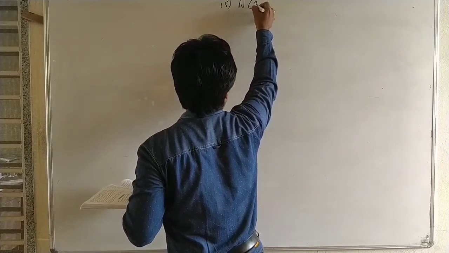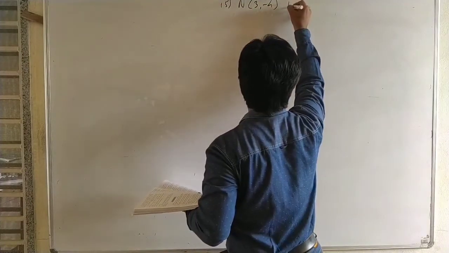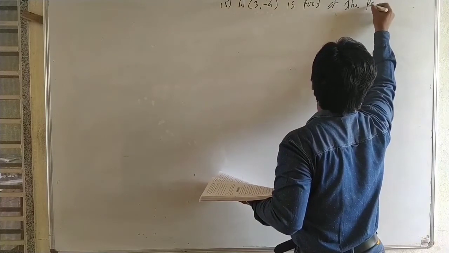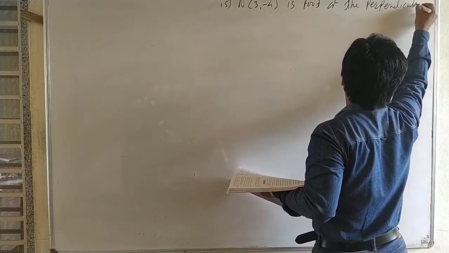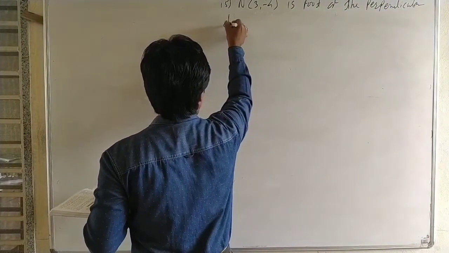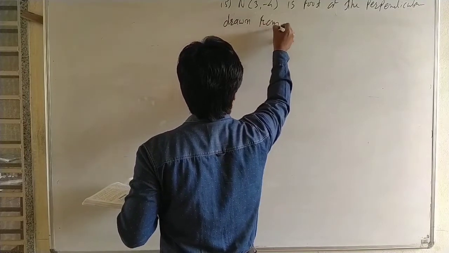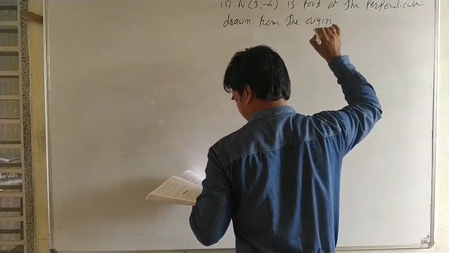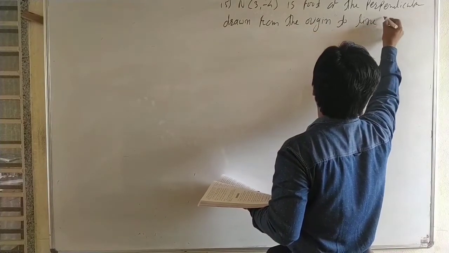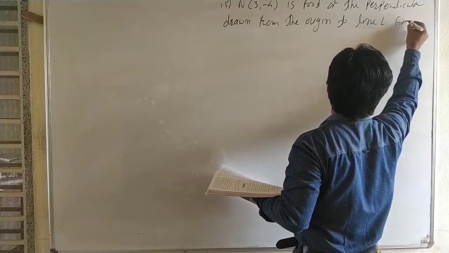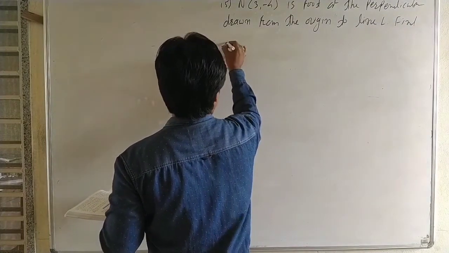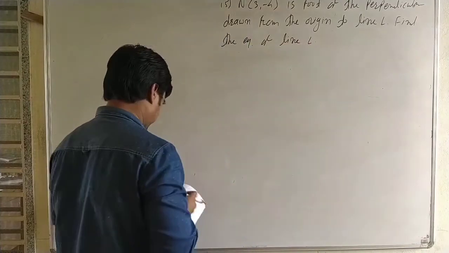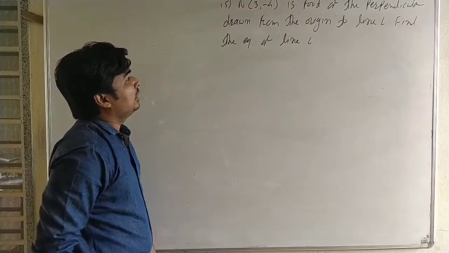N 3 comma minus 4 is the foot of perpendicular drawn from the origin to line L. Then find the equation of line L. Now here we want to find the equation of line L.